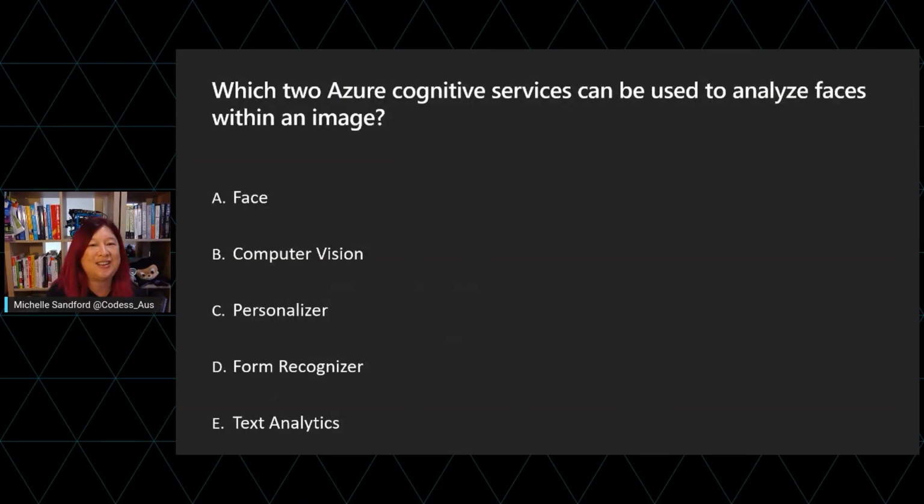Which two Azure Cognitive Services can be used to analyze faces within an image? So, Face, Computer Vision, Personalizer, Form Recognizer, Text Analytics. So again, let's rule some out. We want to pick two. You need to be careful of questions like this, because if you only pick one, because you've been picking one in all the other cases, then you'll miss the points that you would have got from picking two. You still get points for one, but not as many as if you pick both of them.